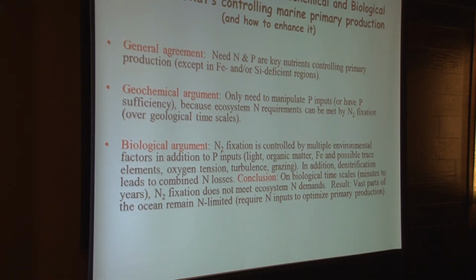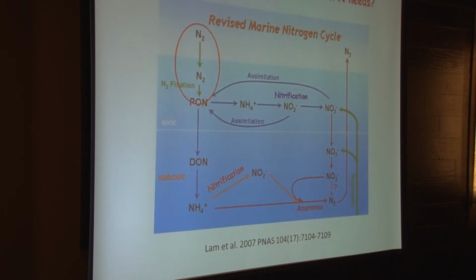The biological argument is that nitrogen fixation is controlled not only by ratios, but by other factors like light, organic matter, iron, possibly trace metals, turbulence, grazing. In other words, it's much more complex than just having a ratio set kind of formula out there to get optimal production based on key inputs to the system. And this, of course, is the bottleneck, nitrogen fixation coming in to supplant the nitrogen needs in many of these coastal, but even open ocean systems as well.